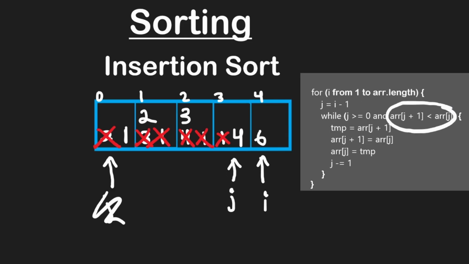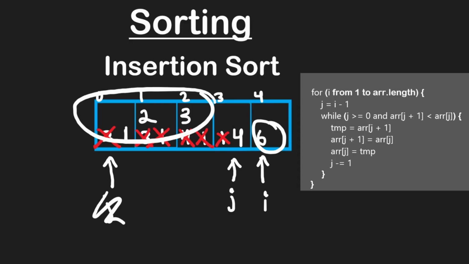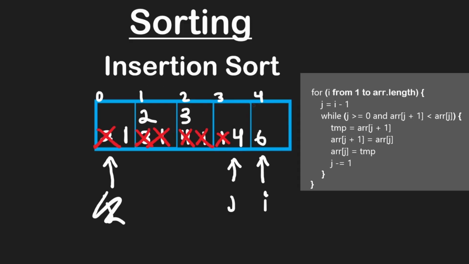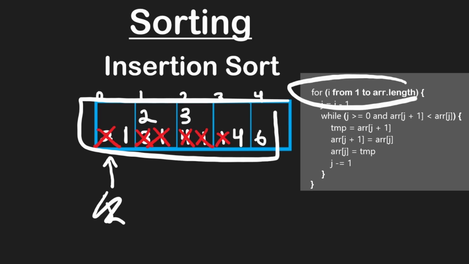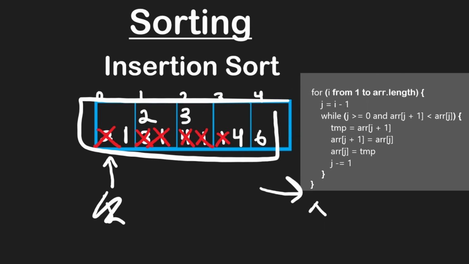So now let's compare the two values. Is 6 less than 4? It's not. So we know that this is greater than 4. Therefore, it's going to be greater than all of these as well. So that means that this is already in sorted order. Our outer for loop is now going to stop because there's no more elements over here left for us to traverse.